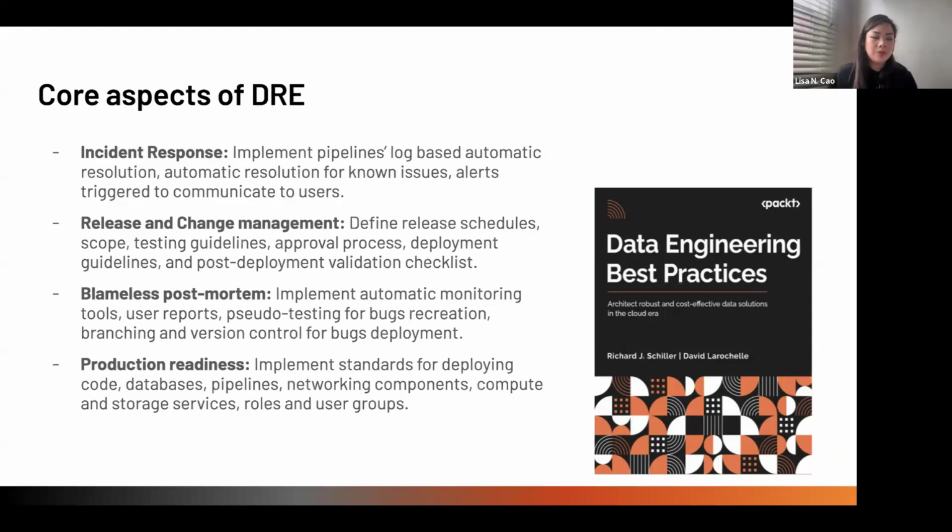Of course, release and change management is a really big part of this, and having your checklist. Postmortem, of course. I don't necessarily know if traditional DevOps culture has really fully penetrated data engineering. I'd love for it to a little bit more, to be honest, in terms of blamelessness, but it is what it is. And of course, thinking about production readiness as well, and how you define user groups and roles, I think is quite important.